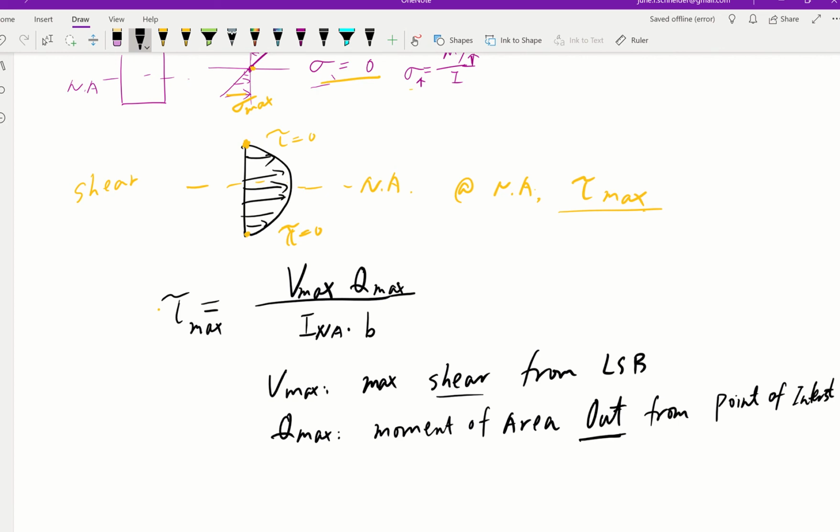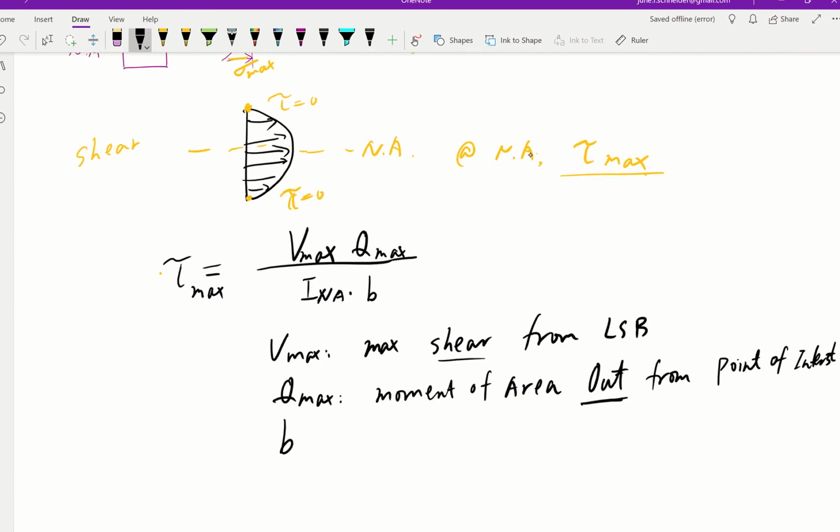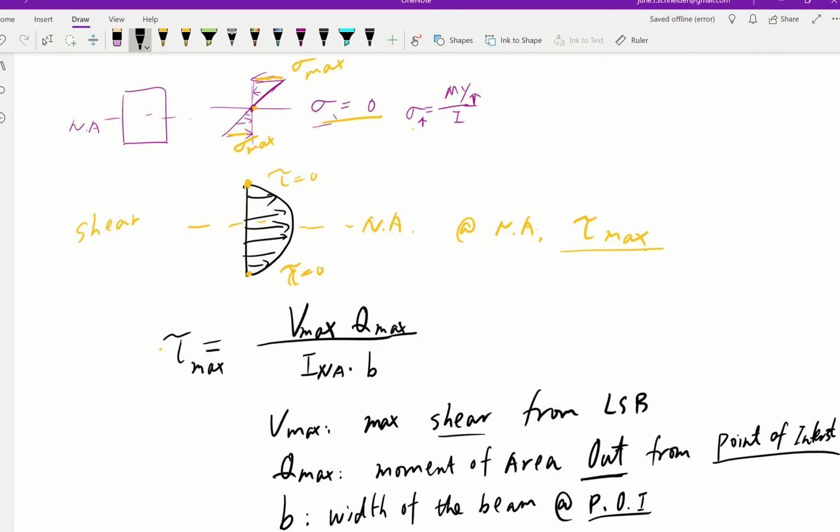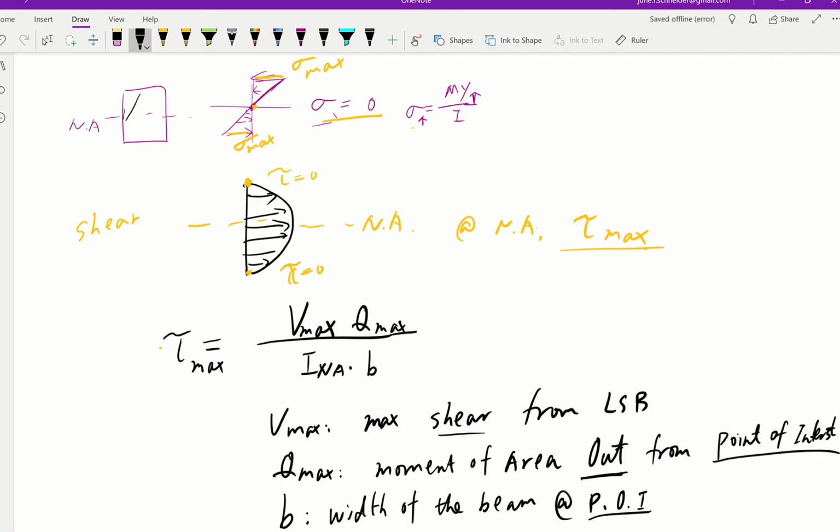I know it's still quite big. No worry, I will explain that through an example. And what's our B? B is going to be the width of the beam at the point of interest. Why does it have to be at the point of interest? Because, for example, if I have this rectangle cross section, at this point A you're going to have shear of 0. However, at this point B, a point of interest, the width is going to be this, right?